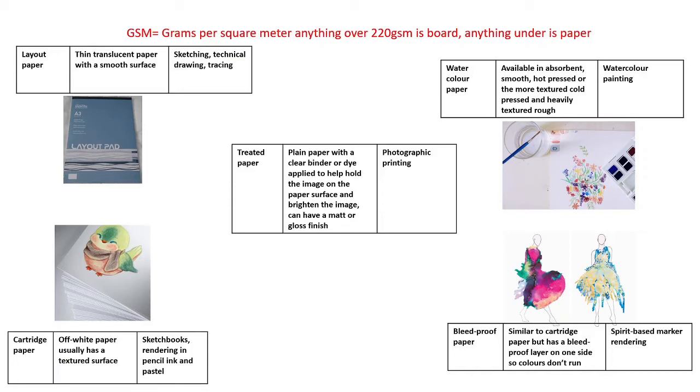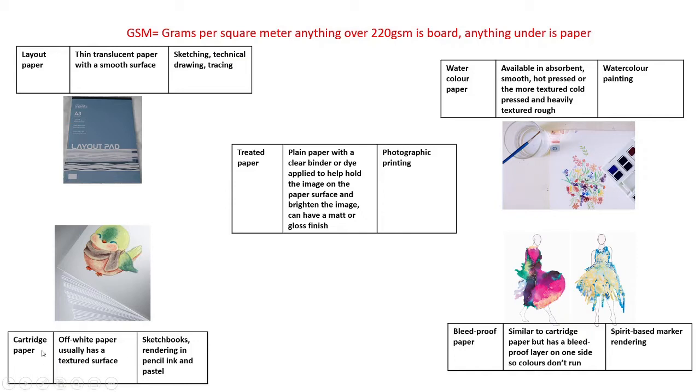There are plenty of different types of paper. Everything on here now is considered paper because it's under 220 GSM. If you've done fine art or anything like that, some of these will be more familiar to you. Let's go with layout paper. If you've ever had a little sketch pad, like the one you've got here, it's thin translucent paper, so you can see through it a little bit. It has a nice smooth surface, really good for sketching and technical drawing, and you can trace over it as well. You've then got cartridge paper.